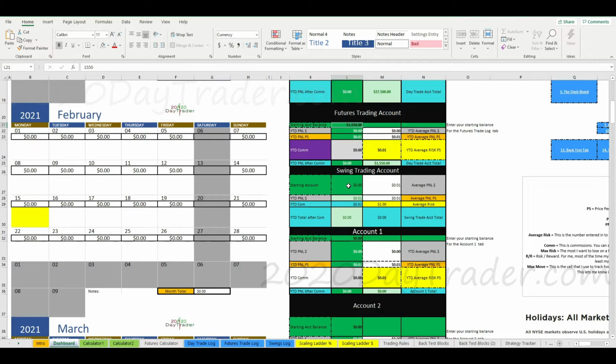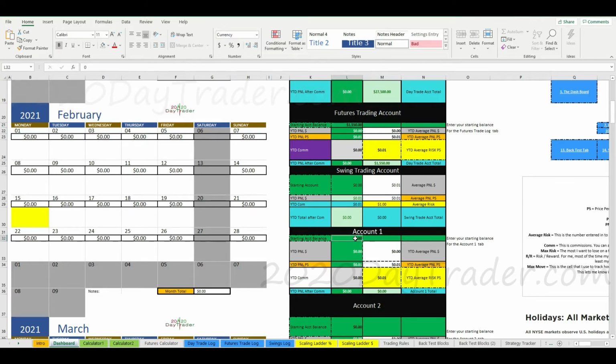So swing trading account, this one doesn't reflect in the calendar. It only lives here. So I'm going to go ahead and use account 1. And the way you fill in the data is different between the two. This one definitely has some benefits over this one, but I'm going to go ahead and use this one for this year's swing trading account.